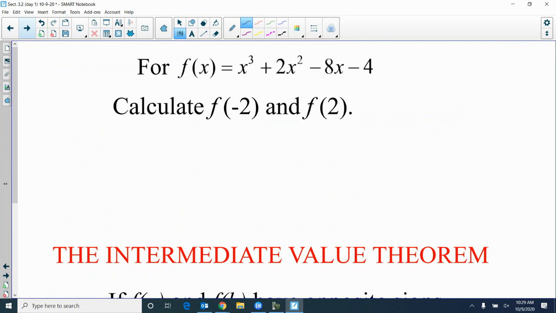It says at the very top, calculate for me f of -2 and f of 2. Yes, have your calculators out. We will do some graphing, all kind of good stuff today.